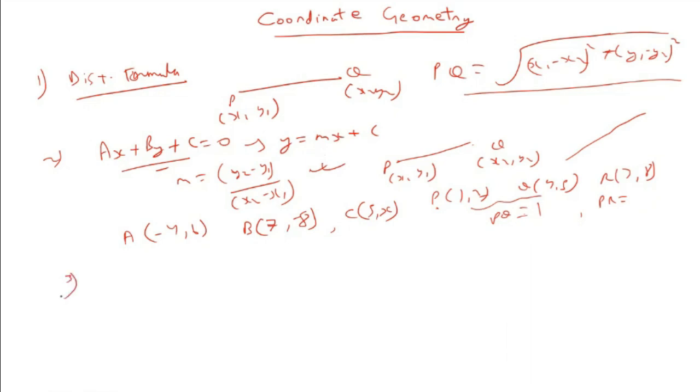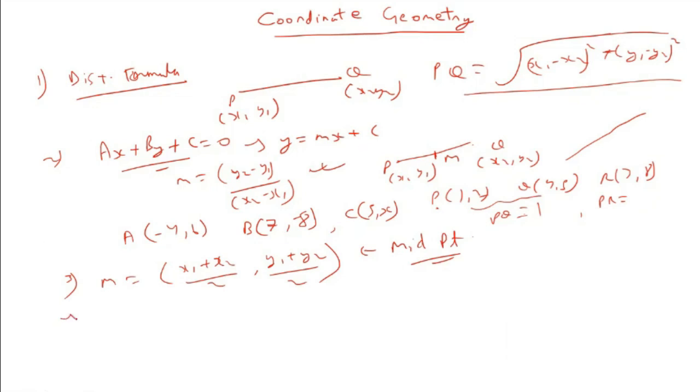Cool. Now, if there are 2 points, the same P and Q, then the midpoint of this line, let's say the midpoint is denoted by M. So M will be (x1 plus x2) by 2, which is kind of intuitive when you hear the word midpoint, and (y1 plus y2) by 2. This is the midpoint of this line segment.